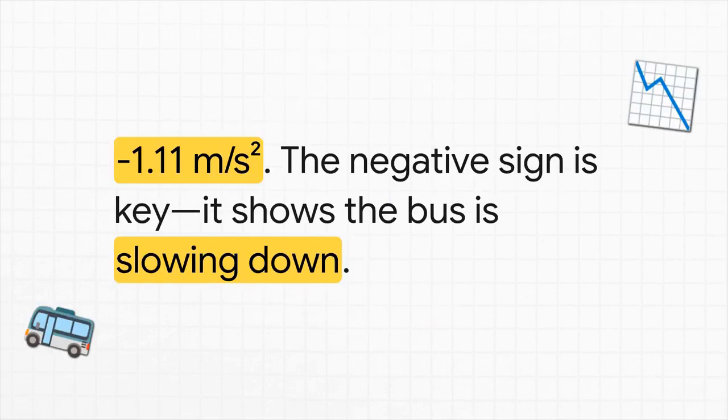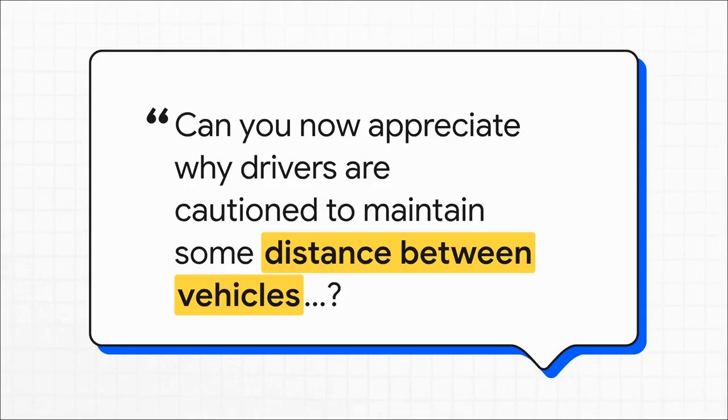And the answer is negative 1.11 meters per second squared. And that negative sign is the key. It's the math confirming what we already knew. The bus is slowing down. It's decelerating. Perfect. And this all brings us back to something incredibly practical.